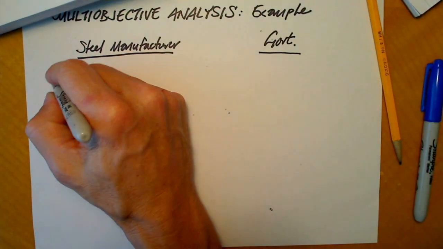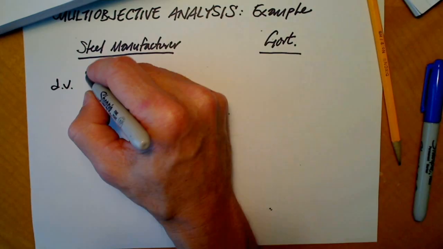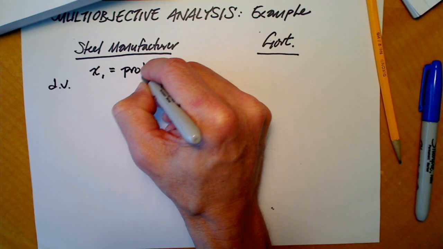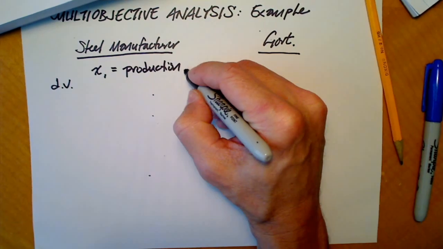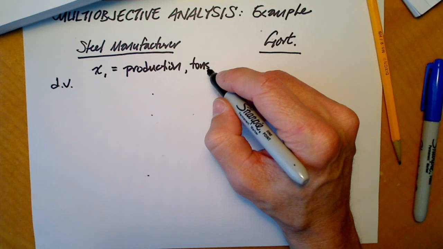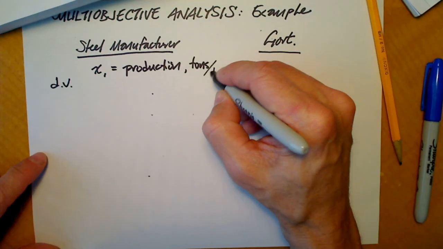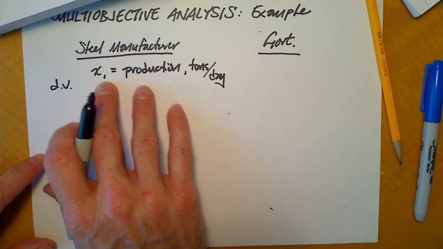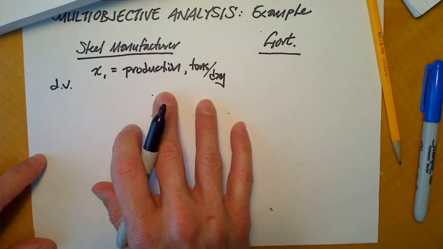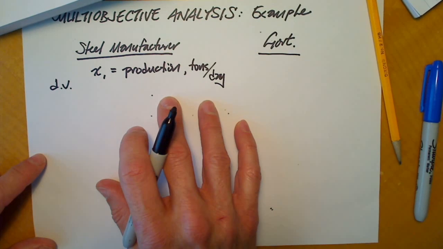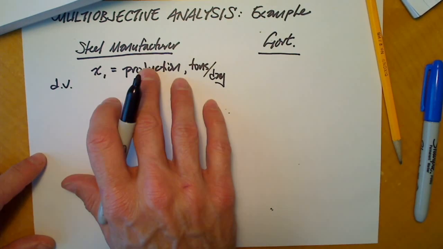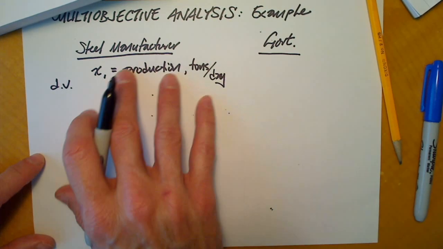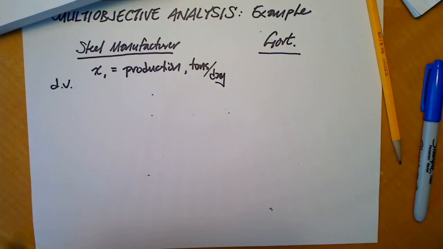The steel manufacturer has three design variables. We'll call the first one X1, and that's their production. They get to choose how much they want to produce. And typically, steel in a plant like this might be measured in tons or tons per day. So they get to choose how many tons they are going to produce in any given day. If they were going to go out of business, X1 would be 0. And we're going to set a positivity constraint on X1 because they're not in the business of destroying steel. It doesn't make any sense.